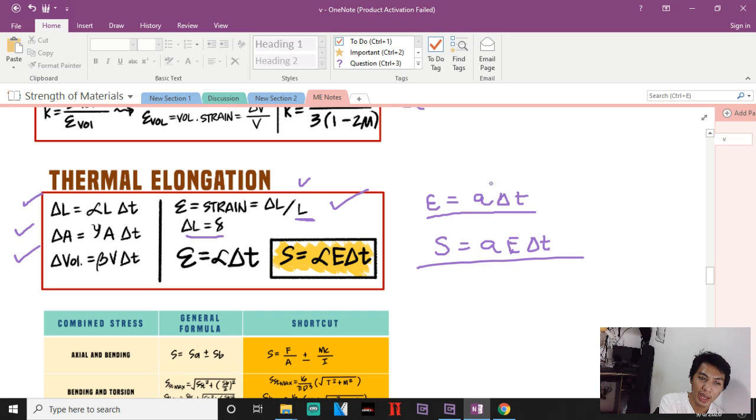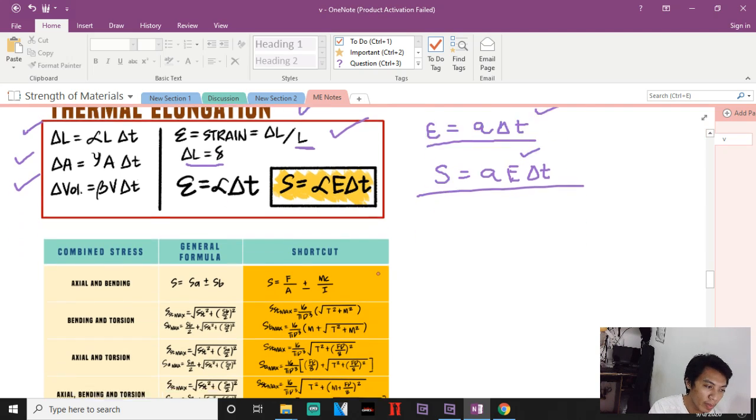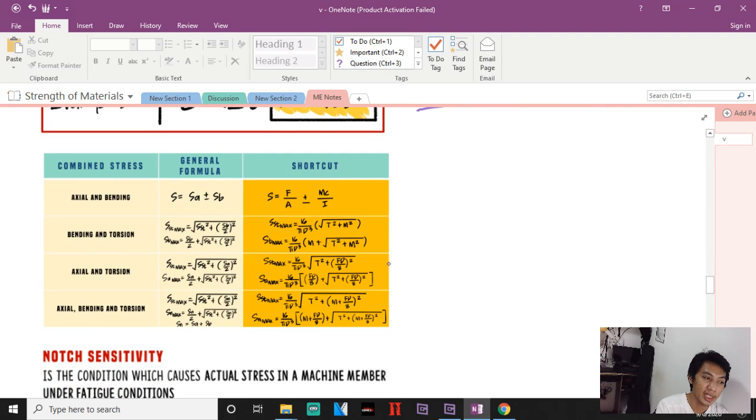Where A is the thermal constant of the material, delta T. E is the modulus of elasticity that is given for any material. But still, you should always remember and memorize it. Now, for combined stresses, these are just the general formulas. And then the shortcut.